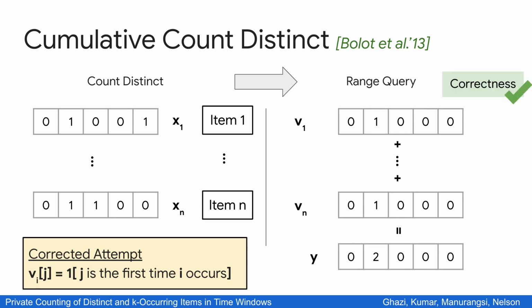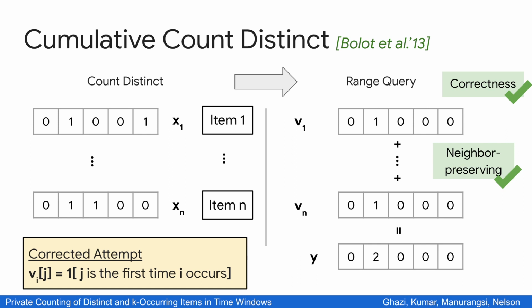Now the correctness is not hard to see because we are now counting each element only once instead of double counting as before. In terms of the neighboring relationship, if we have xi and xi prime being neighbors, notice that vi has at most one coordinate being 1. So changing from xi to xi prime will affect y in at most 2 coordinates. So y and y prime will remain constant distance neighbors. So this is also fine.